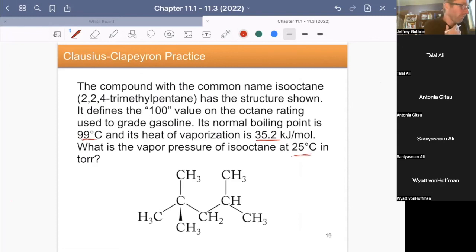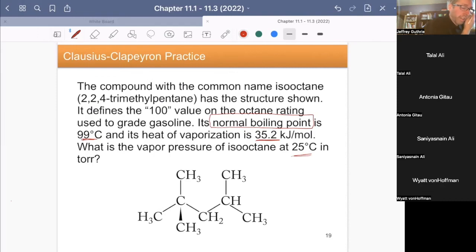So what are we given? Okay, so the normal boiling point is at 99 Celsius, the heat of vaporization, and the pressure. So, okay, let me see here, my notes. The thing about this is it doesn't give you a number for the pressure. So you kind of have to know in this case, what does normal boiling point mean?